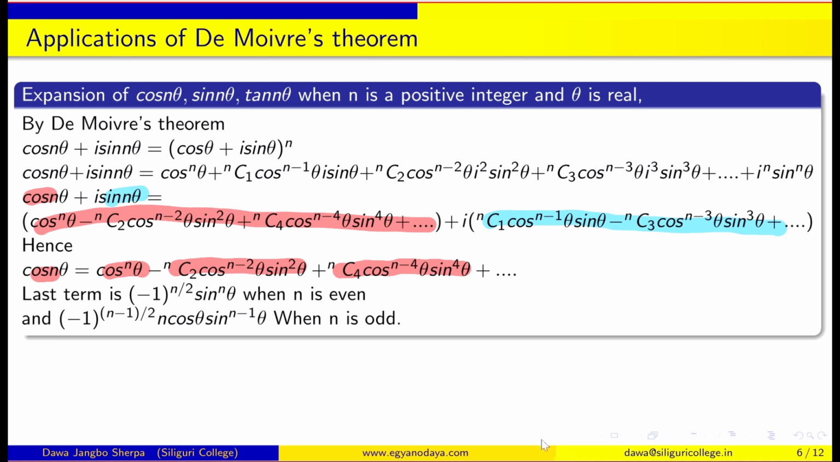Now the last term depends on the value of n. When n is even, the last term, that means i to the power of an even number, will be either 1 or minus 1, and it will not be imaginary. So the last term will contain sin^n θ, and its sign could be minus 1 or plus 1, depending on (-1)^(n/2). So the last term will be (-1)^(n/2) sin^n θ when n is even. And when n is odd, the last term will be just before this last term, so (-1)^((n-1)/2) n cos θ sin^(n-1) θ.